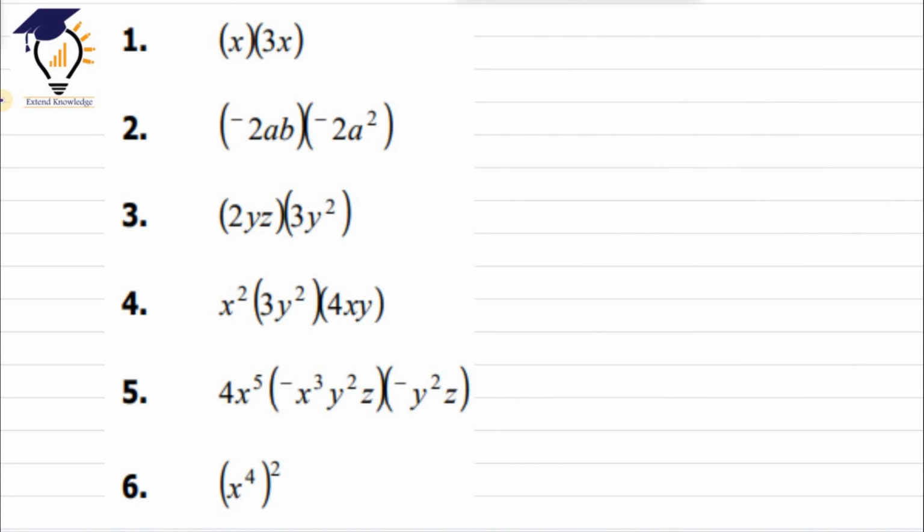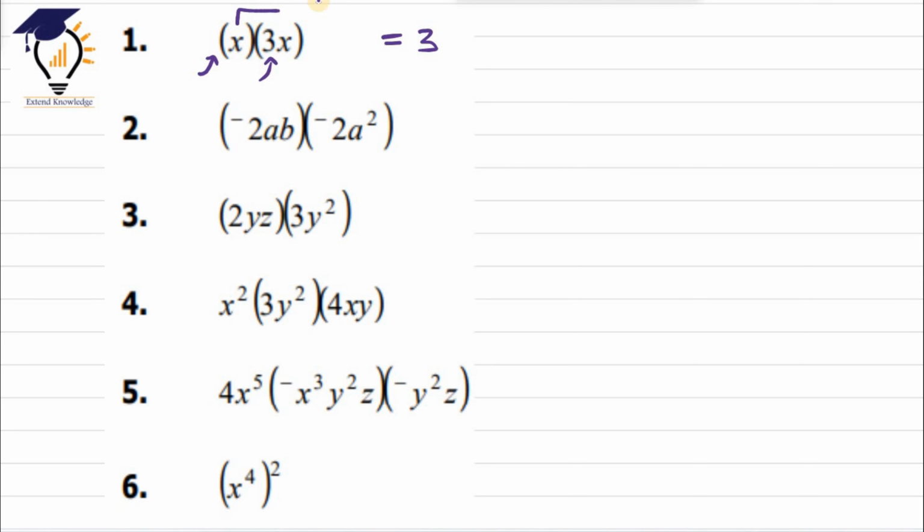Here I brought a few practice problems on multiplication of expressions. All the expressions are single term expressions. First, x times 3x. How do we do this? What is the coefficient? If you can see, there is no coefficient on the first term. The only coefficient here is 3. So we have to write 3. If there is no coefficient, 1 will be there automatically. 1 times 3 is 3.